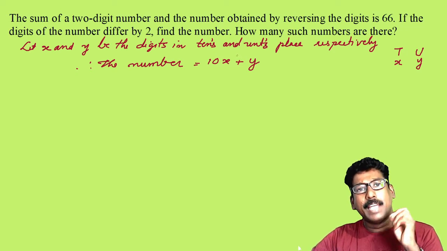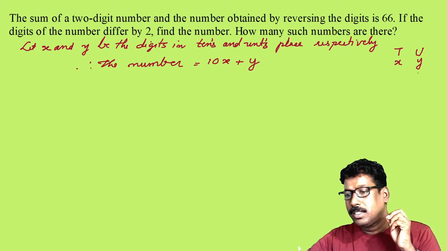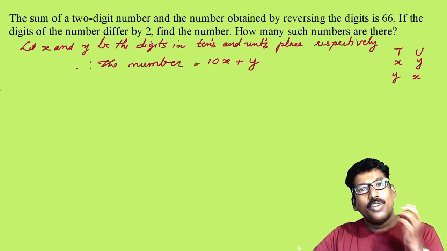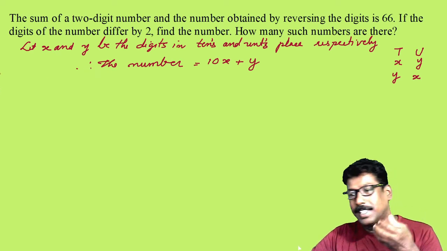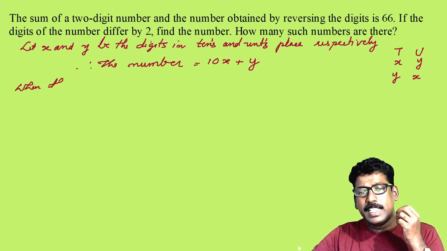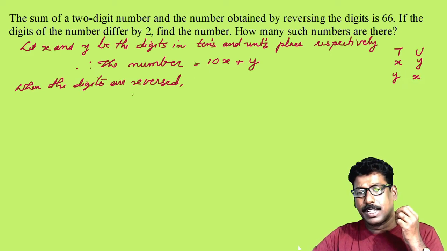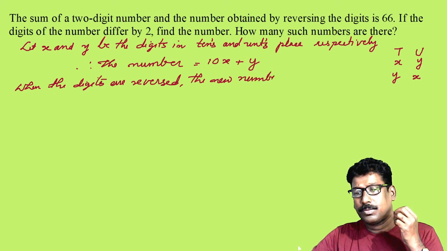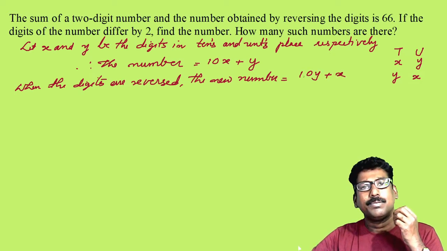Now, if the digits are reversed, that means in the unit place you will get x and in the tens place you will get y. What will be the number? Yes, it is 10y plus x. So we can write, when the digits are reversed, the new number is equal to 10y plus x.